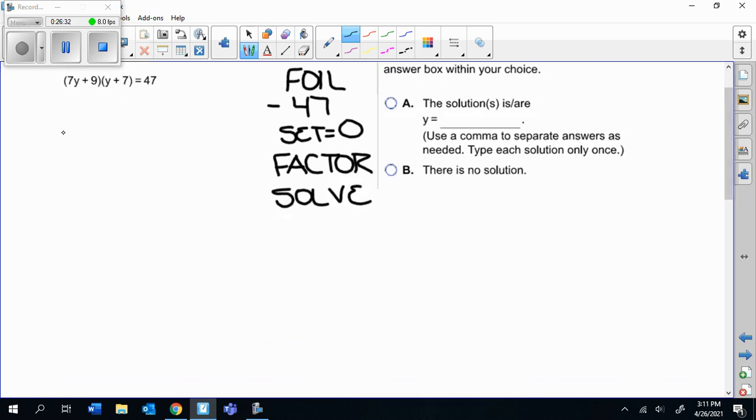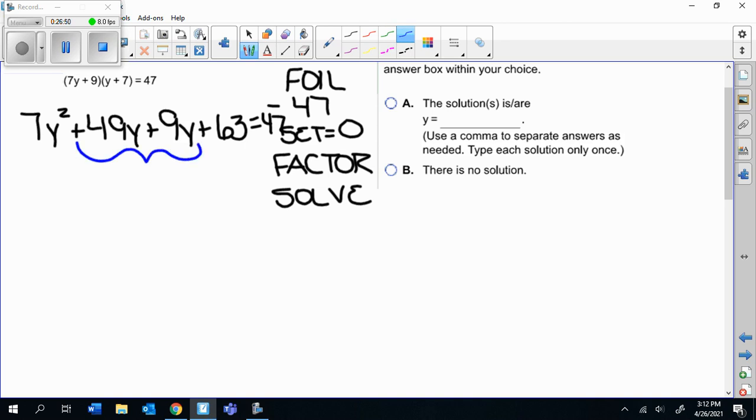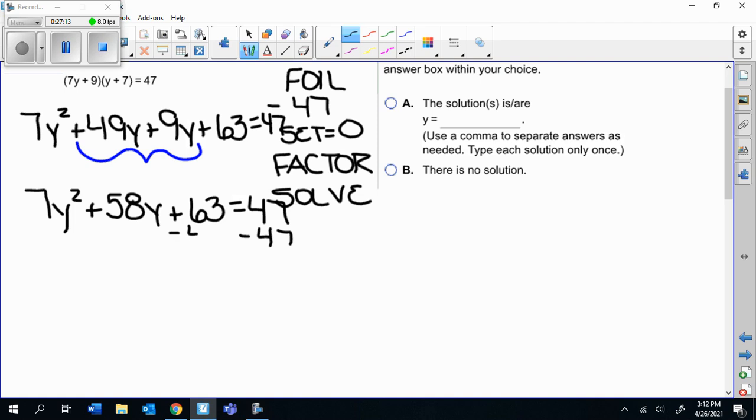All right. So we have 7y squared plus 49y plus 9y plus 63 equals 47. Adding my like terms here, I have 7y squared plus 58y plus 63 equals 47. I had to shake it out there. My hand is cramping from all this writing. All right, so it's been a while since I've gone through a whole worksheet like this without stopping.